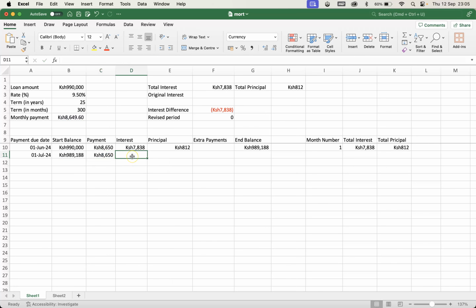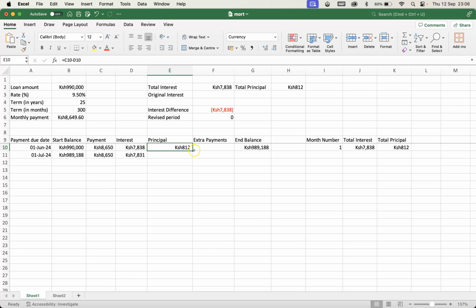Okay, so the next formula we do here is the interest, B11 multiplied by the rate, and then we go ahead and divide that by 12, just like the previous one, and we lock in this B12 so that the rate remains constant. That's the target of locking that formula.